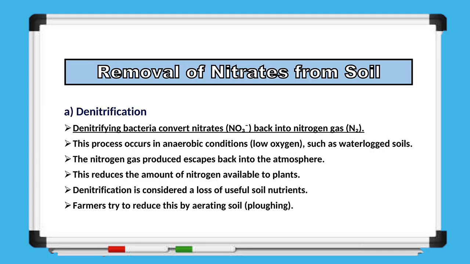Nitrogen is removed from the soil through denitrification. In waterlogged or oxygen-poor soils, denitrifying bacteria convert nitrates back into nitrogen gas, which escapes into the atmosphere. This reduces the amount of nitrate available for plant growth and is considered a loss of useful soil nutrients. Farmers often improve soil aeration by plowing to reduce the rate of denitrification.